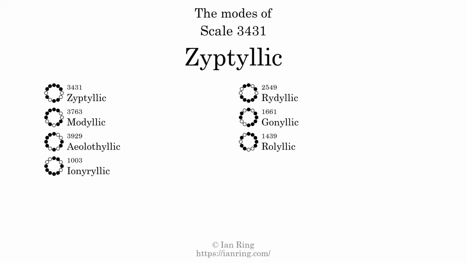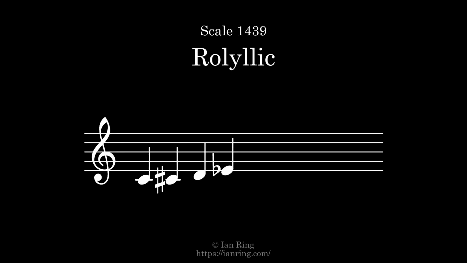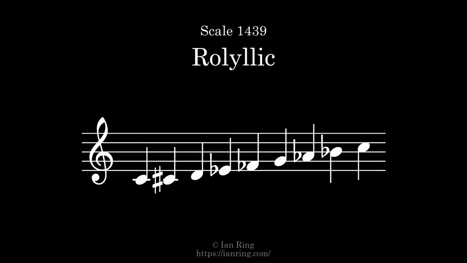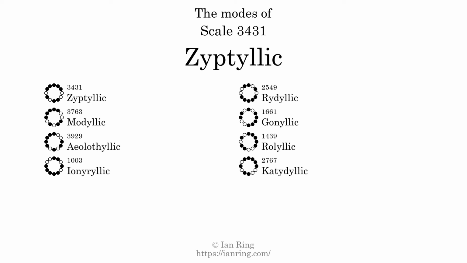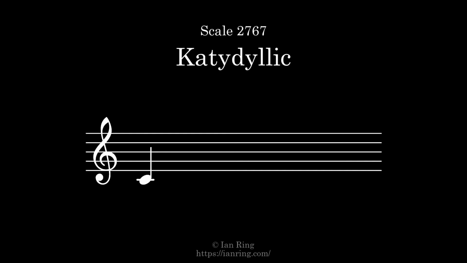The seventh mode is scale 1439, also known as Zyptyllic. It sounds like this. The eighth and last mode is scale 2767, also known as Heteromorphisms. It sounds like this.